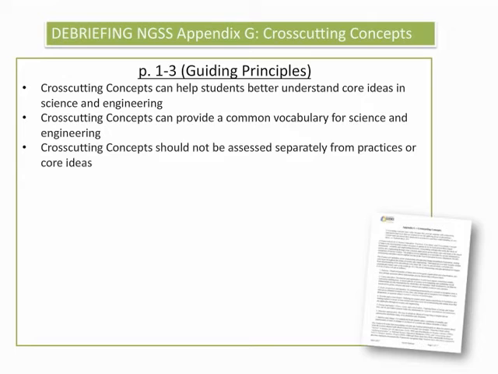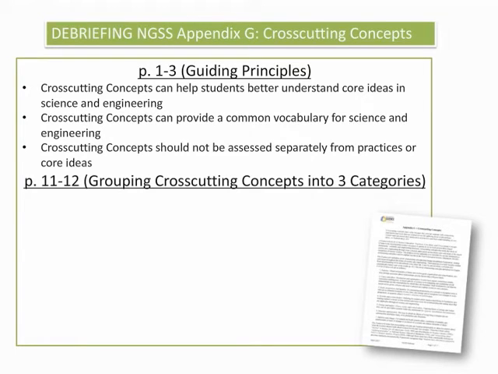In the back section, there's an interesting way that they reorganize the cross-cutting concepts, and I really like this. So on pages 11 to 12, they put this together. They say, what if we put the cross-cutting concepts into 3 categories?